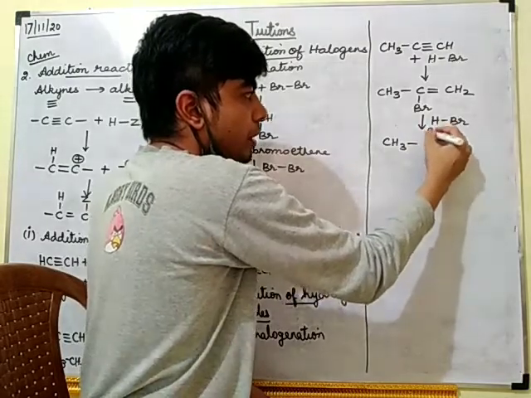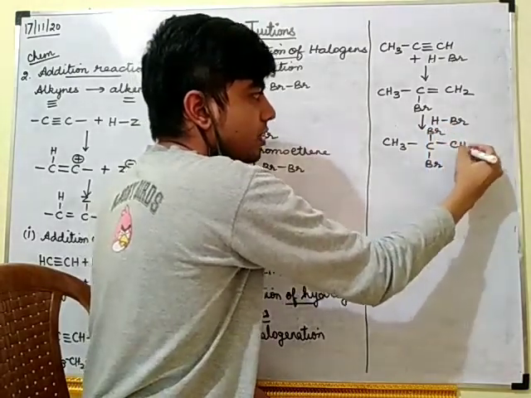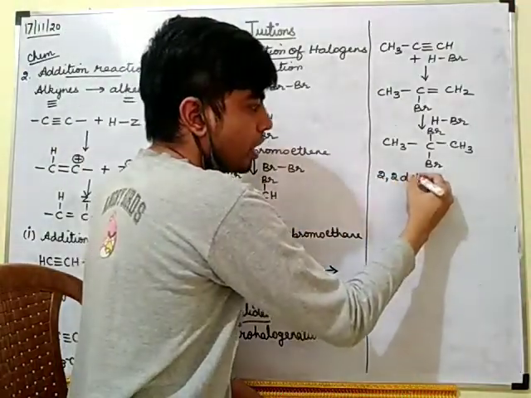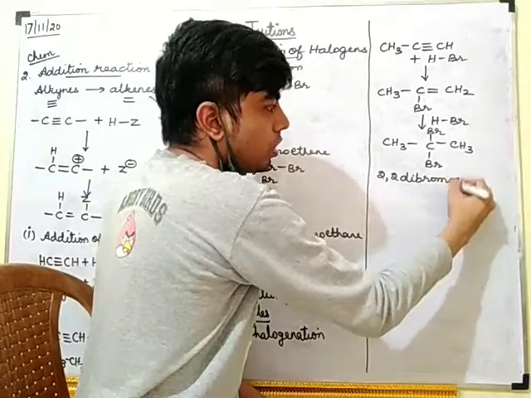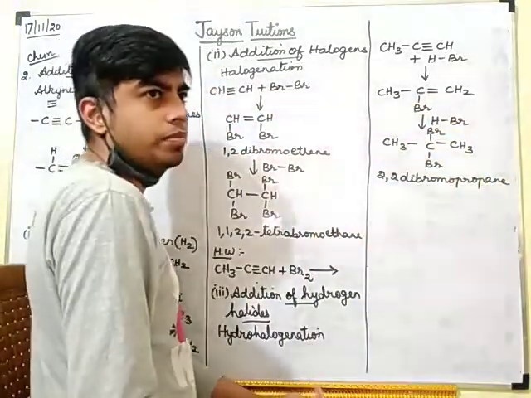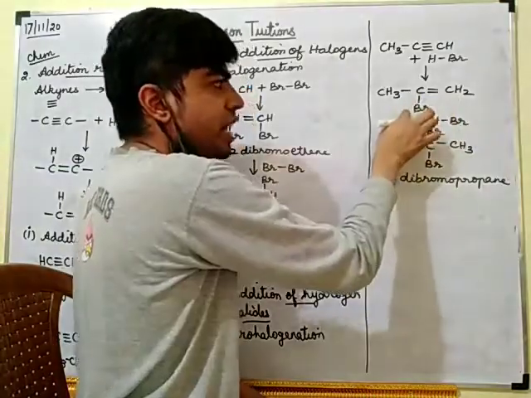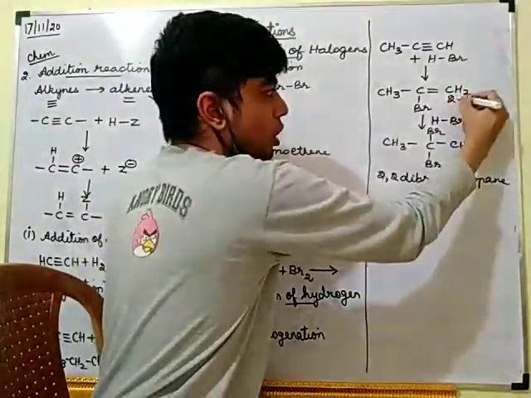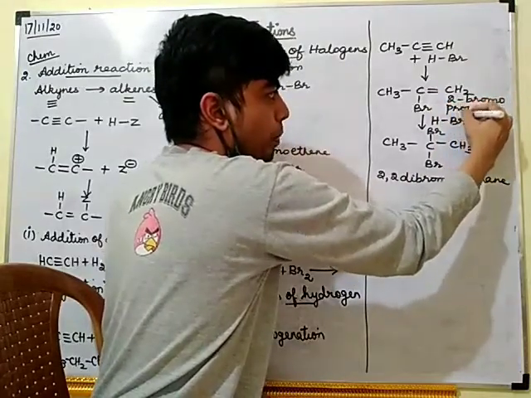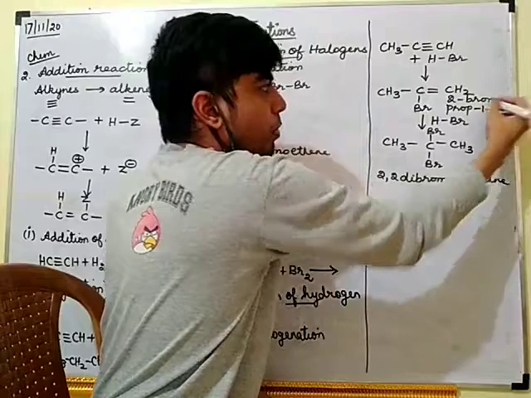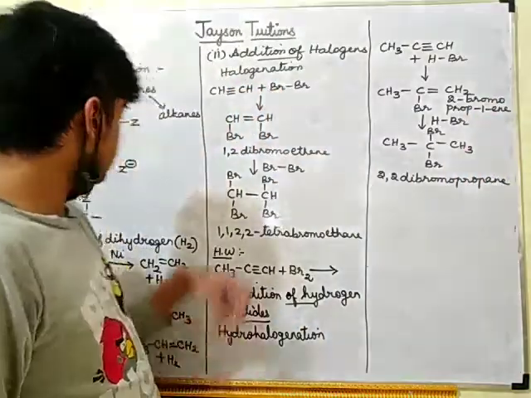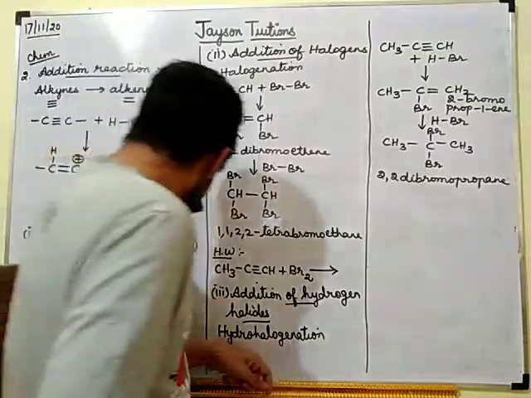CH3CBr Br CH3. So what is the name of this compound? 2,2-dibromopropane. What is the name of this compound? Second position I have bromine. So it is 2-bromo, 3 carbons. So prop, in first carbon double bond. So prop-1-ene. Okay. So this is the third type of addition reaction.